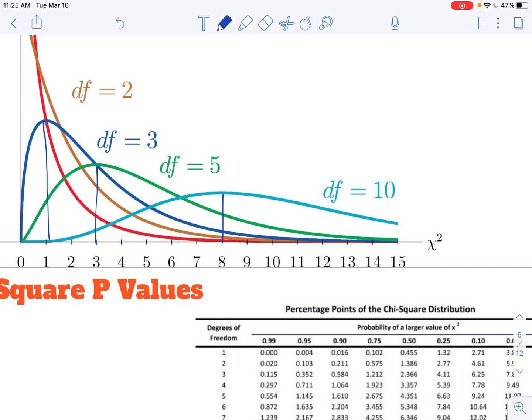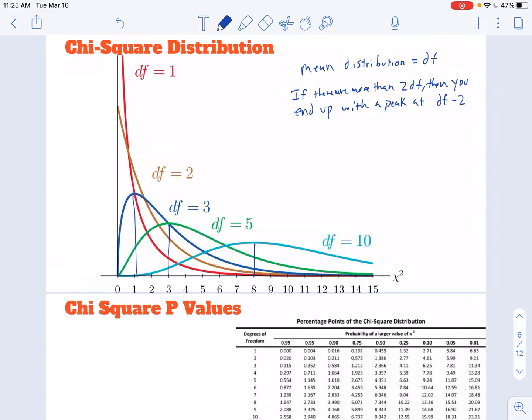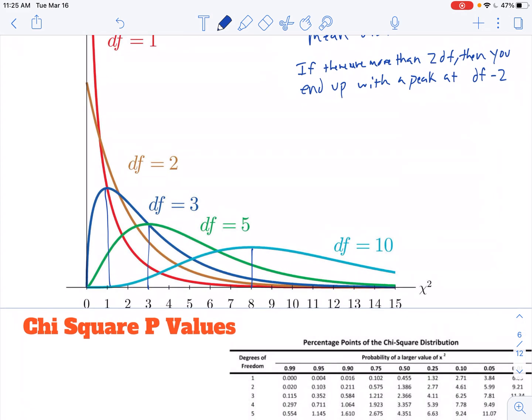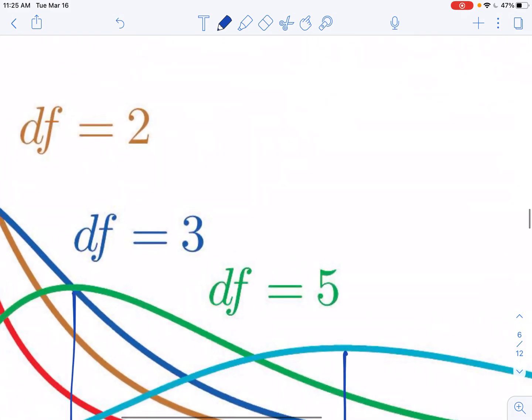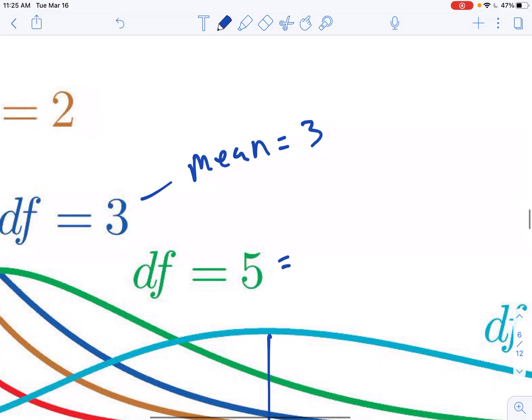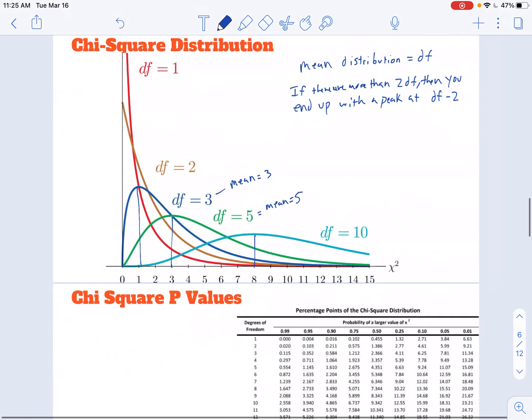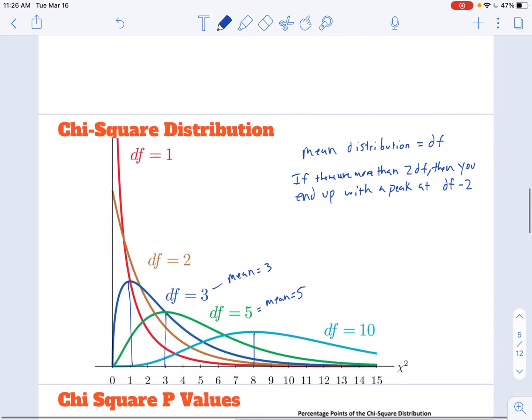So for degrees of freedom greater than 2, you subtract 2 from the number of degrees of freedom, and that's where the peak of that chi-square curve is going to end up happening. And those are kind of the two special cases here. So again, the mean of this is going to end up being 3. It's just equal to your degrees of freedom. The mean of this is equal to 5 because it's just equal to your degrees of freedom. So those are some special cases about that chi-square distribution.